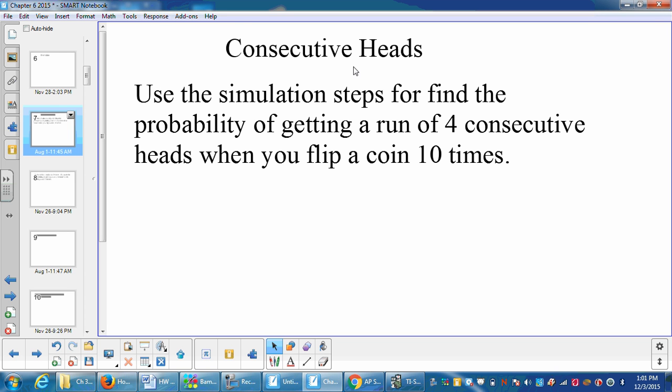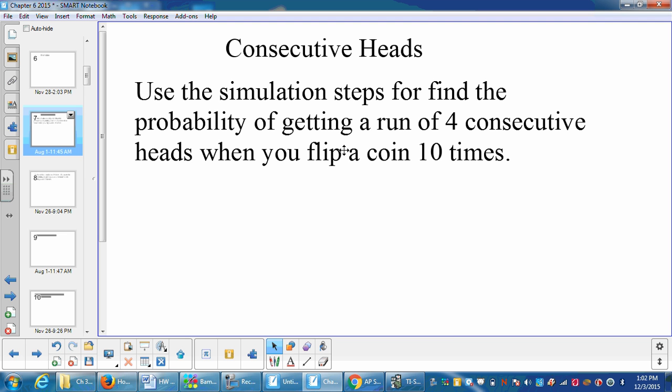Use the simulation steps to find the probability of getting a run of 4 consecutive heads when you flip a coin 10 times. Now, this is a very difficult question. It's not an easy theoretical problem to figure out how many times you get 4 heads in a row when you flip a coin 10 times. It's not very clear. So simulations make it a little bit easier to find this probability.